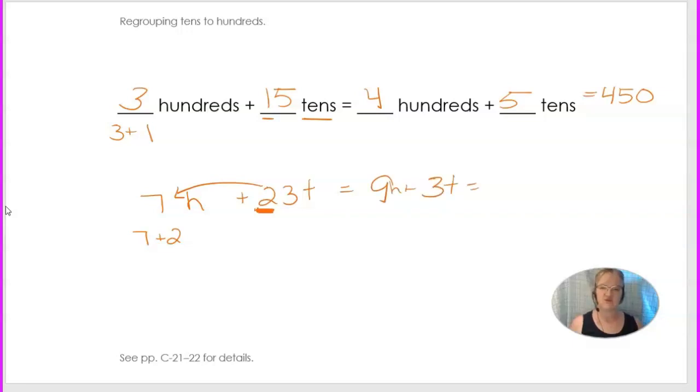And we have to be very careful to remember that in this question, both of these, we have 0 ones, right? So we can't leave that off, because if we just write 93, then it's 9 tens and 3 ones, and that's not what we have. We have 900s and 3 tens. So we have to put that 0 as a placeholder there, so that we keep the numbers in the correct spot.